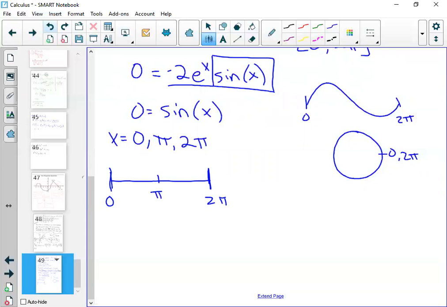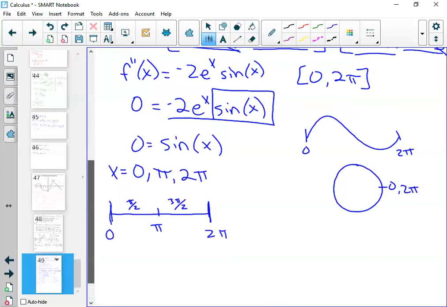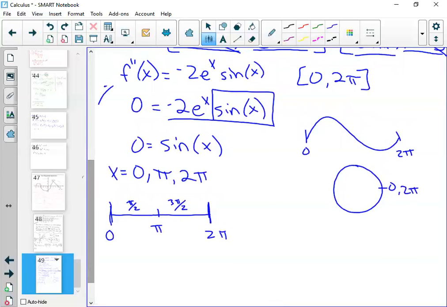And so now we need to plug in values and see whether they are positive or negative. So I would suggest using pi over 2 and 3 pi over 2. Those are easy values. And you can plug those values back in to our original, well, to our second derivative.